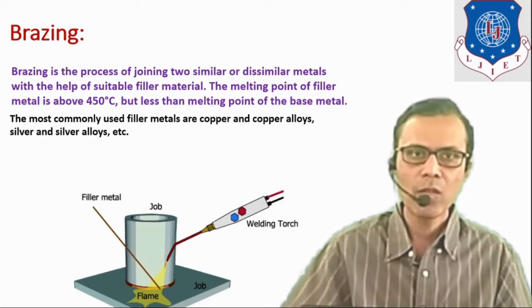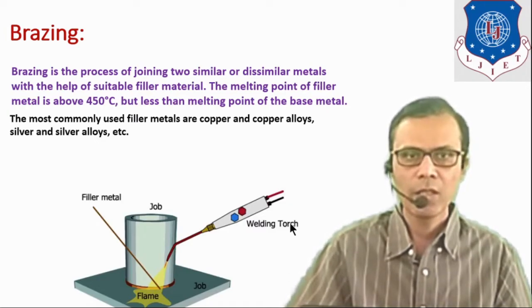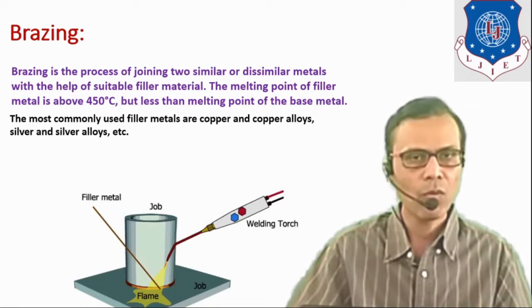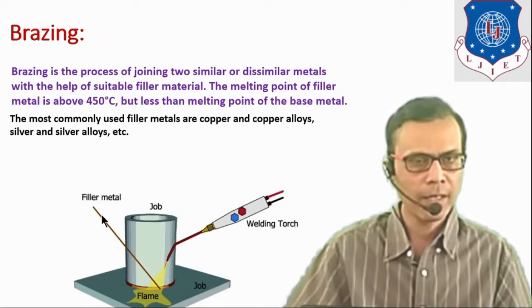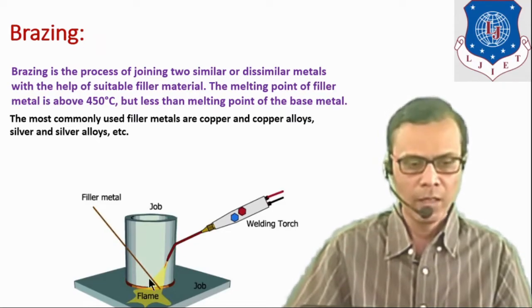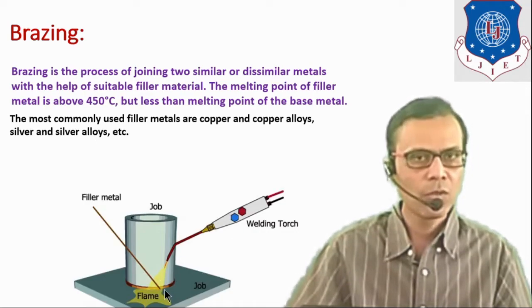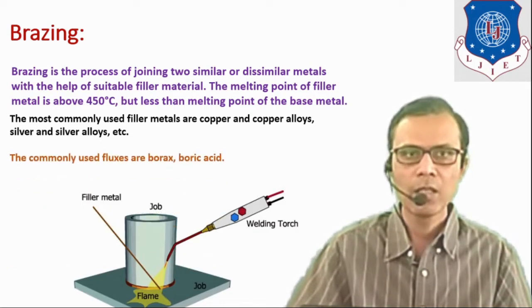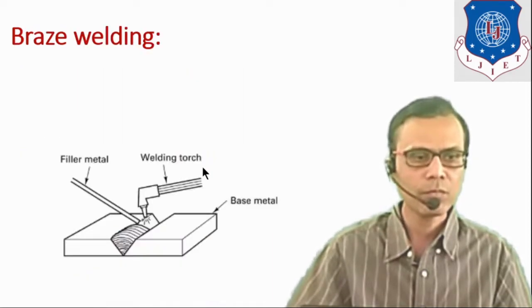But for this kind of application, a carburizing flame is used, in which the proportion of acetylene is more as compared to oxygen. So this filler metal gets heated and melted with the help of this welding torch, and it is deposited around the joint which we want to join. The fluxes commonly used are borax or boric acid in powder form.